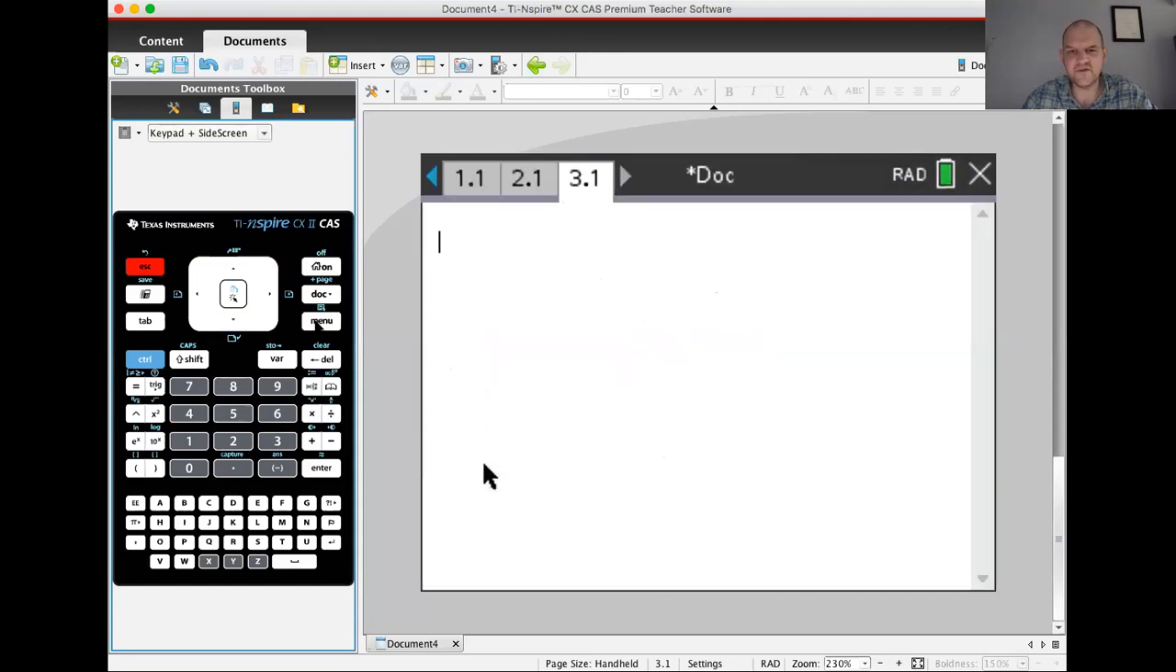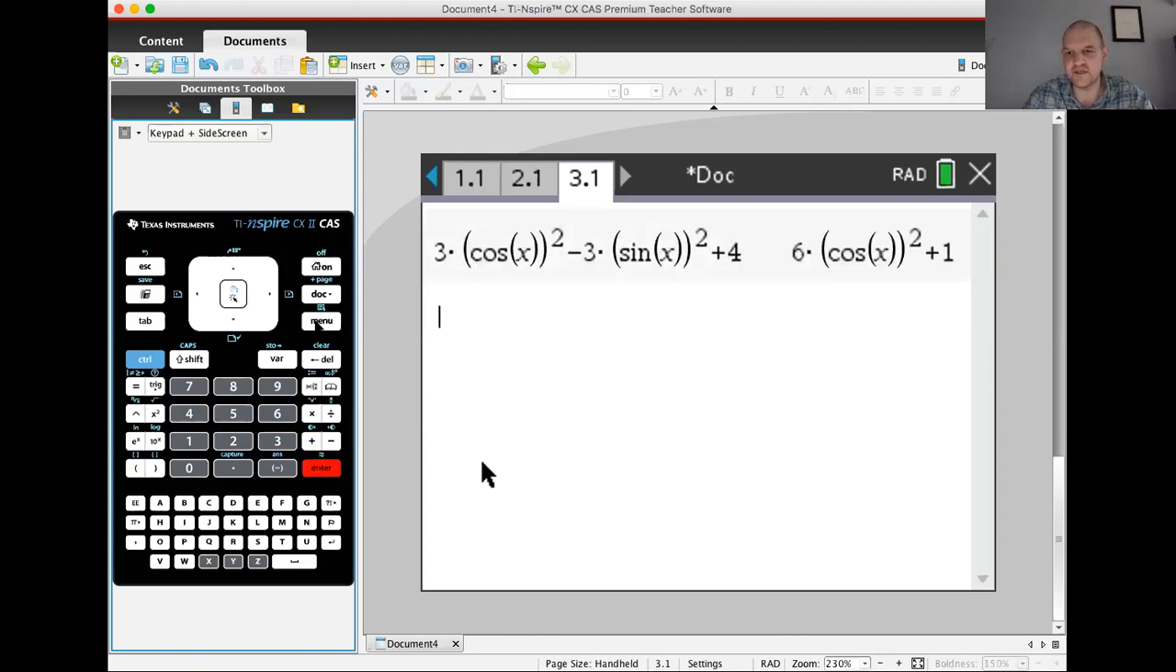So what I'm going to do first is just try typing in A. It's 3 cosine of x, then square it, minus 3 sine of x, and then square it, and then add 4 for some reason. Oh, look at that. Just press enter. And it does not give you what we got. We got 3 cosine of 2x plus 4. This is 6 cosine squared of x plus 1.